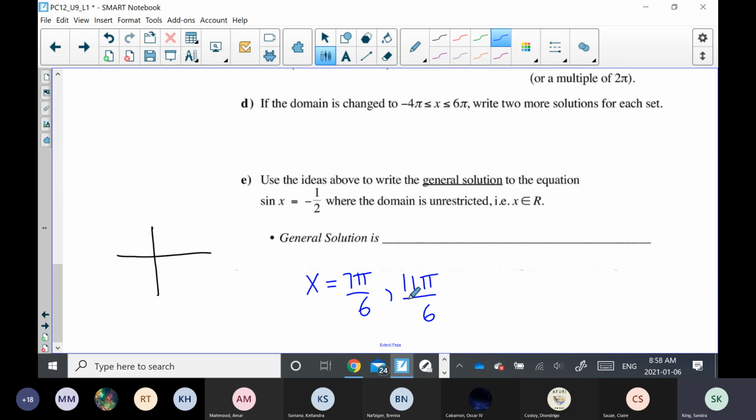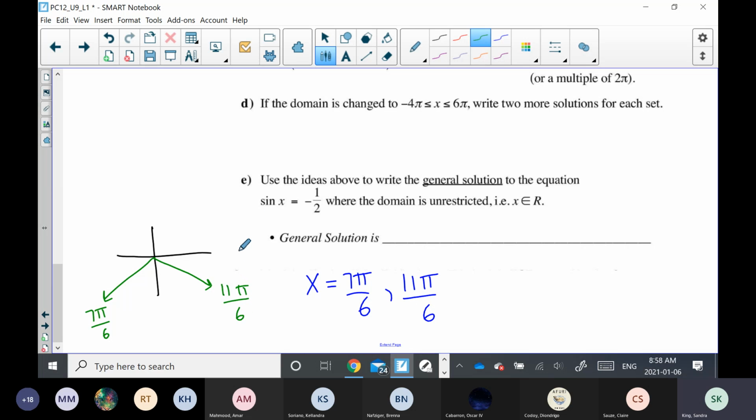So what you're going to have to be able to do in this lesson is once you get your answers, they're going to then say what's the general solution. So how you get the general solution is I'm just going to show you back on our Cartesian plane. 7 pi over 6 was right here. So that's 7 pi over 6. And then we had a solution in this quadrant at 11 pi over 6.